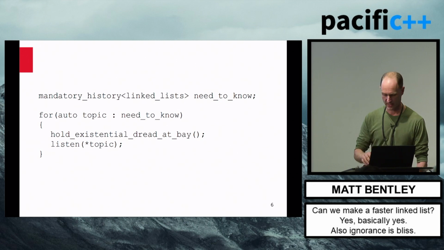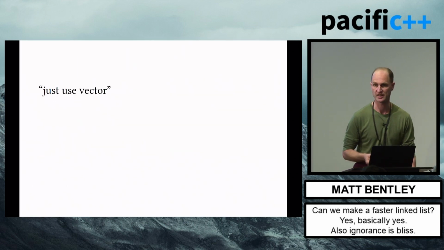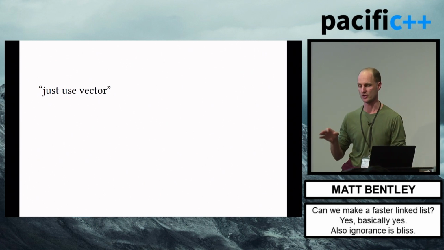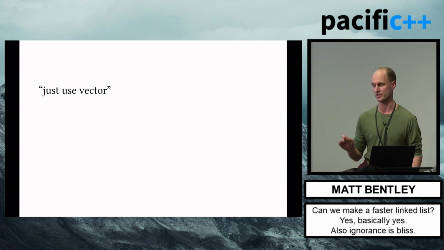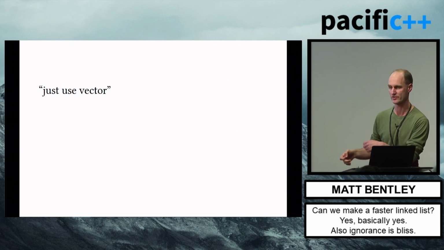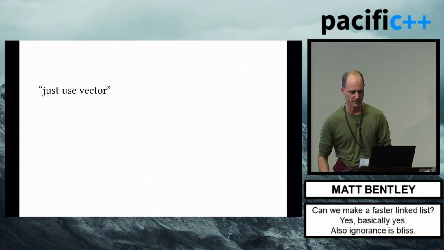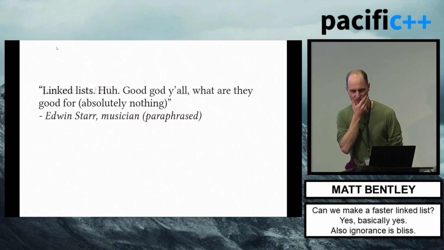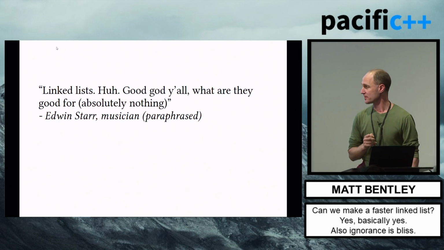So that's why, particularly over the past 10 years, there's been a catch cry of just use vector, at least in a lot of fields. In some fields, not so much. Like gaming, we tend to say just don't use vector, except for these situations where you can get away with it, but not so much in these scenarios. Whereas the catch cry for linked lists has been more along the lines of linked lists, good God, y'all, what are they good for? Absolutely nothing. Much like Windows 10.